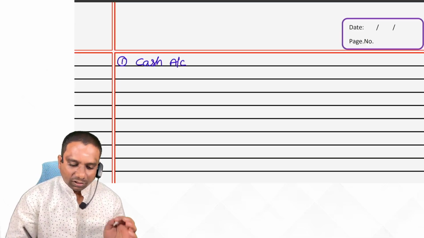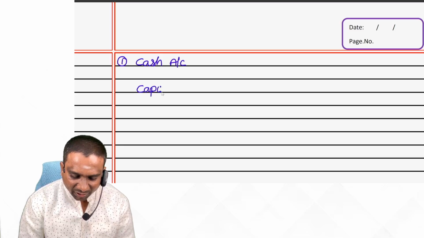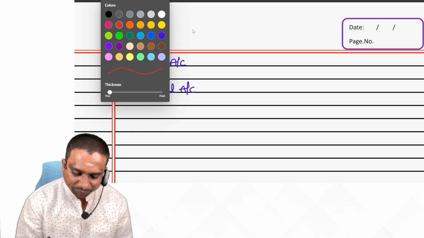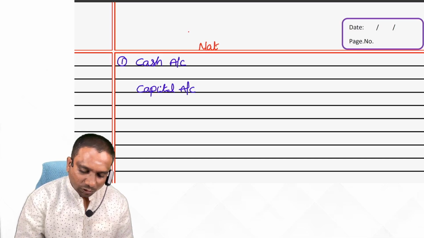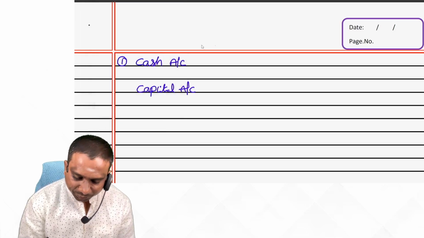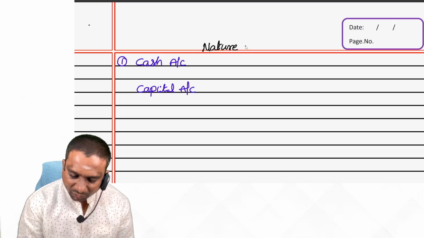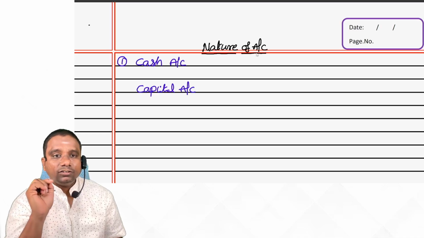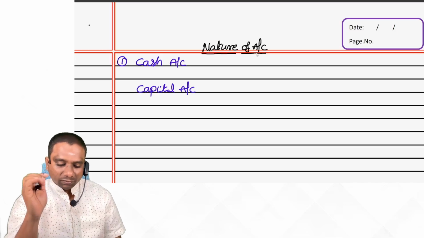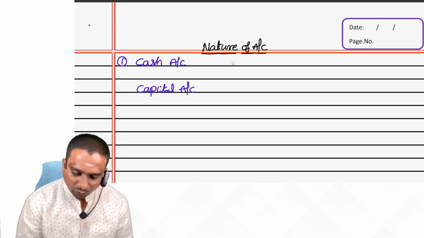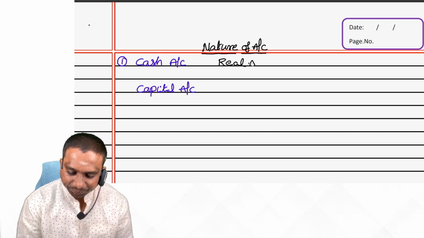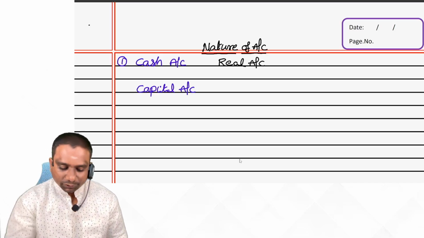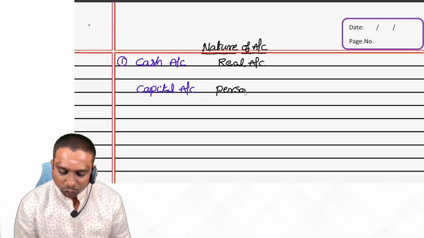Do remember, students. Now, capital. Yes or no, students? Yes. Next question is what? Nature of account. Tell me, what is the cash account's nature? Nature of account means whether it is real, nominal, or personal. Now, tell me the cash account nature. Real account, sir. Very good. Cash account is a real account. What about capital? Capital represents the proprietor. So who is the proprietor? A person. So the capital account is a representative personal account.